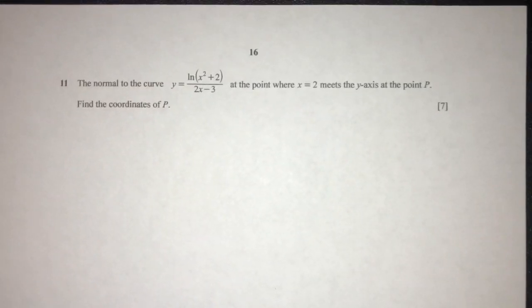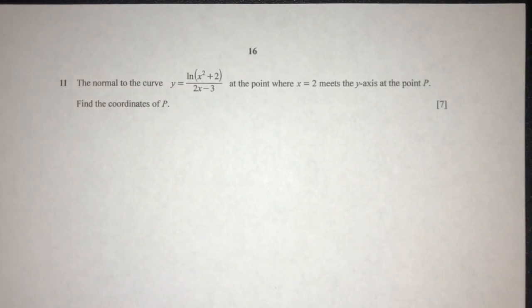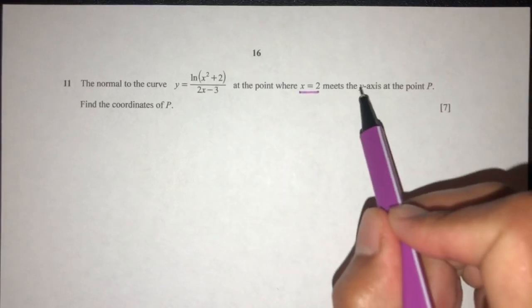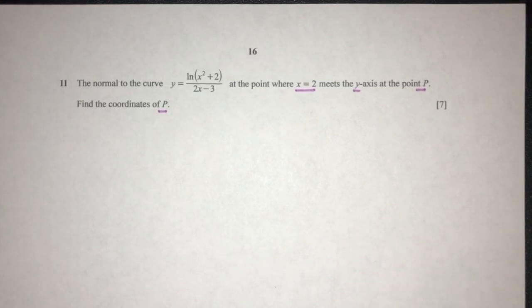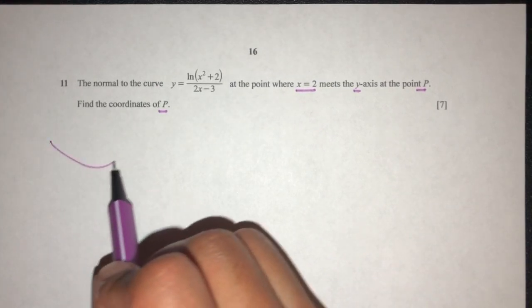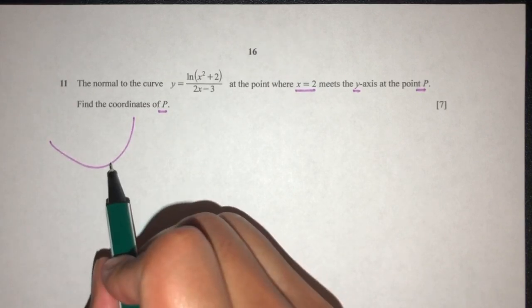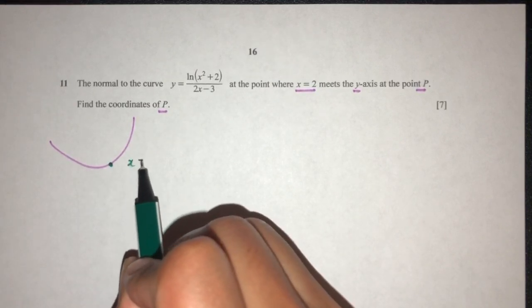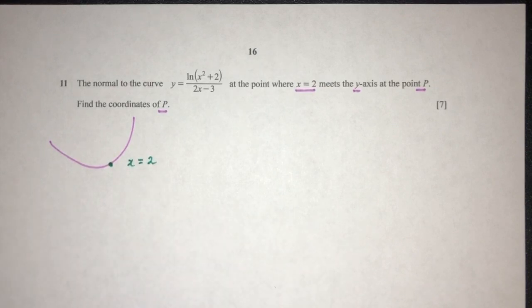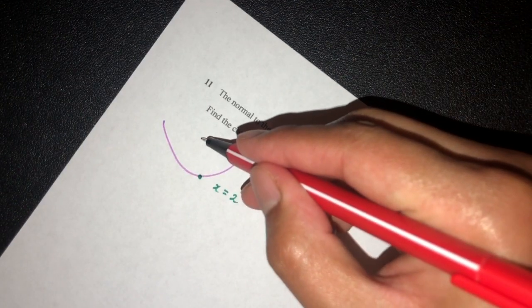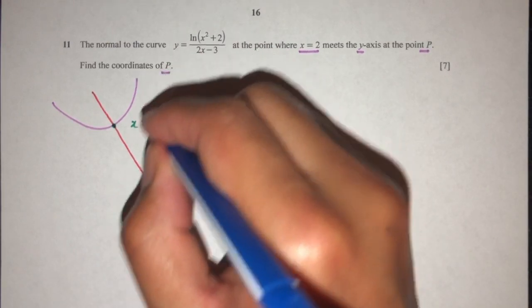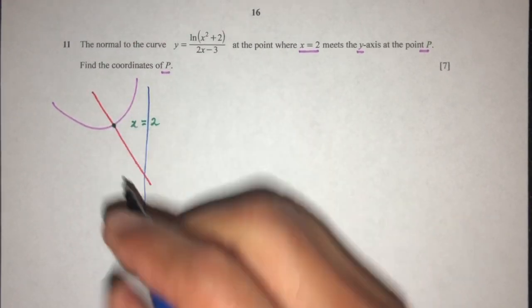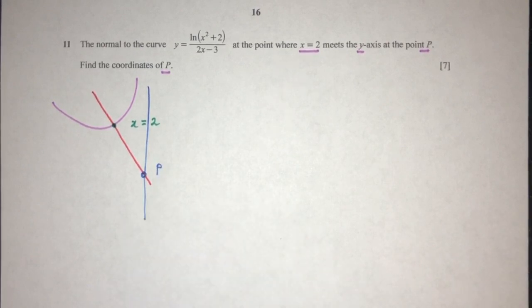Now let's move on to question number 11. So the normal to the curve y, the point x is this, meets the y-axis at the point P. So find the value of P. So pretty easy. So let's say this is our curve, right? Now this is my point x equal to 2, for example. And we know that the normal to the curve will be a line at 90 degrees this way. It will meet the x-axis, sorry, the y-axis. Let's say this is the y-axis, somewhere over here. At the point P, we have to find this point P.